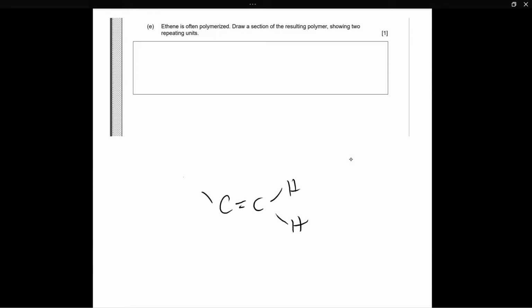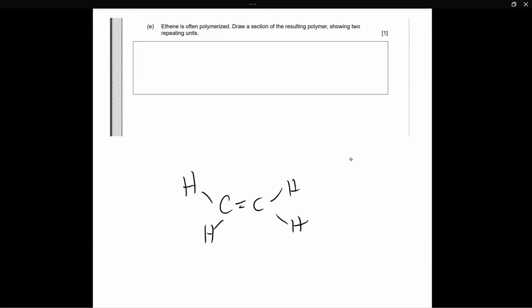Now the last question. Ethene is often polymerized. Draw a section of the resulting polymer showing two repeating units. Now, these questions are actually one of the easiest to solve, and you can score marks very easily on this section because of how simple the concept is. Now, you know that ethene is an alkene. The structure is like this.